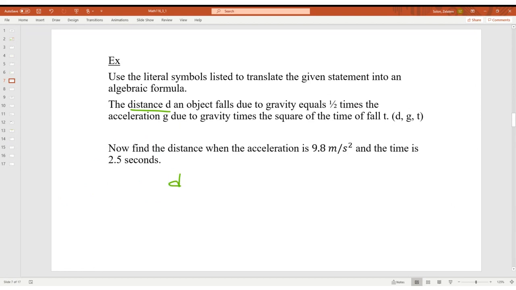The distance d falls due to gravity. So the distance is falling down. Gravity equals half, so it says equals, then it is half times the acceleration g times the square of the time it takes, t squared. So that's the formula. The distance d equals half of the gravitational acceleration times the time squared. Now the question says find the distance when acceleration is 9.8 and the time is 2.5 seconds.